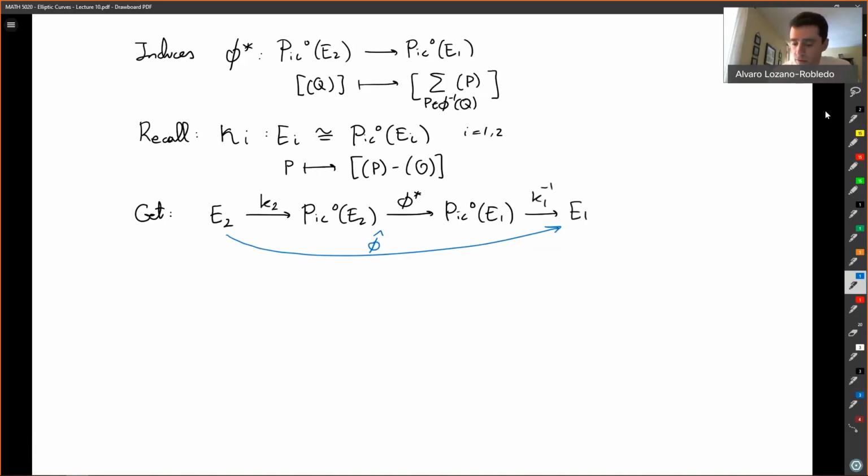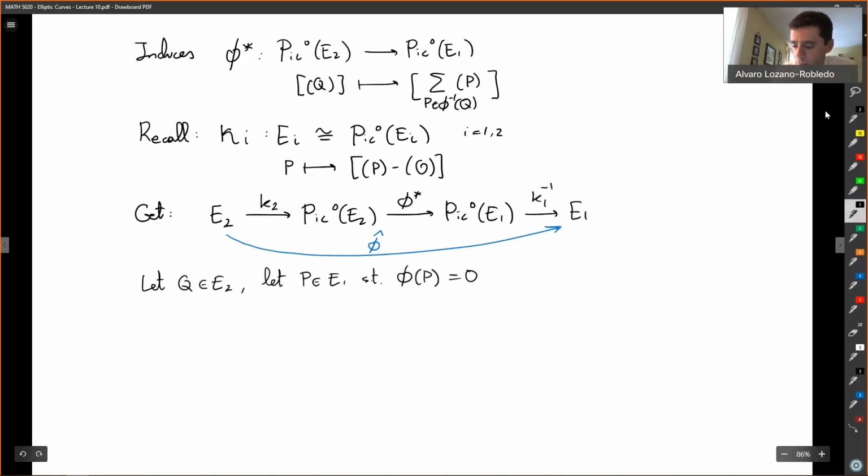So what does the map do? This map, as defined, will let Q be on E2, and let P be on E1 such that phi of P is Q. Phi is non-constant, therefore surjective, so there is a P that phi sends to Q. Then let's try to trace where our map phi-hat sends Q, starting from Q.